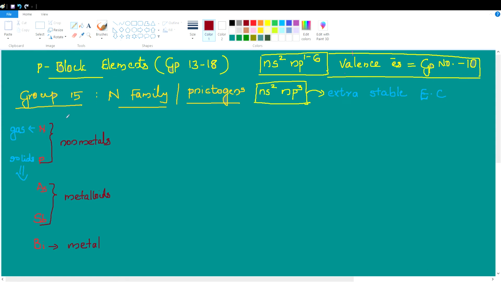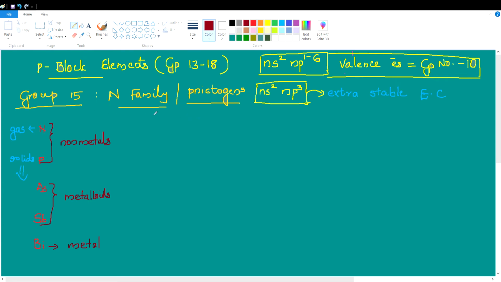Let us discuss group 15, the nitrogen family. The first member is nitrogen, so it is named the nitrogen family, also known as pnictogens. It means these elements can cause choking or suffocation. That's why the name pnictogens.